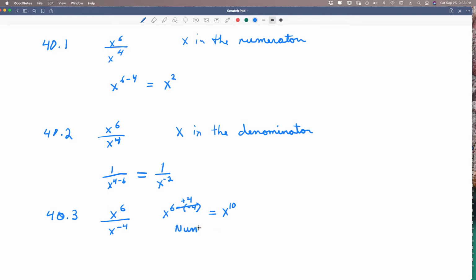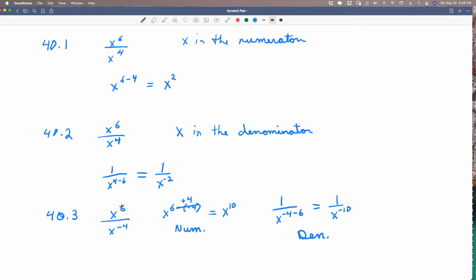And that's when it's in the numerator. I'm just going to put NUM period so we remember. Now when we do it in the denominator, that means we're moving the 6. We have x to the negative 4 in the bottom, and we're moving the 6 down, so we're subtracting the 6. So that's going to give us 1 over x to the negative 10. Same value as this one, but this is in the denominator, so DEN period, to give you that illustration. So you can see how that works.